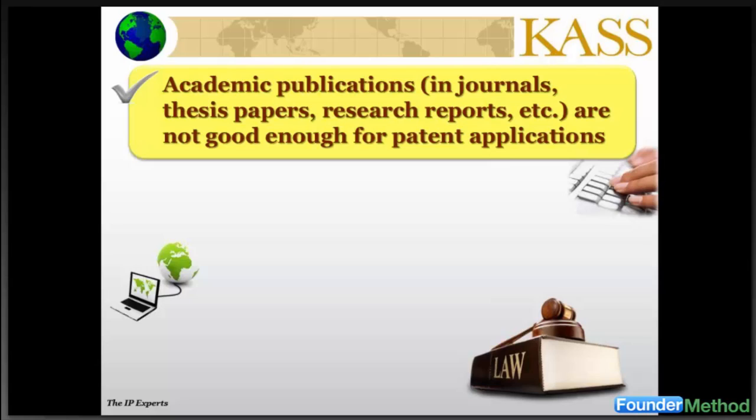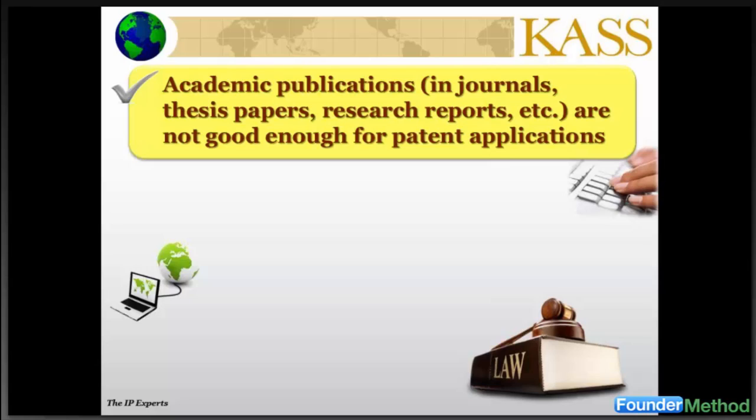Now, the academic publications normally discuss the research they did, the science behind it, and the results of the research. Although it will be a very well-written article, well received in peer-reviewed journals, it is not good enough for a patent application. In this seminar, we'll discuss what's the difference between an academic publication and what's needed for a good patent grant.